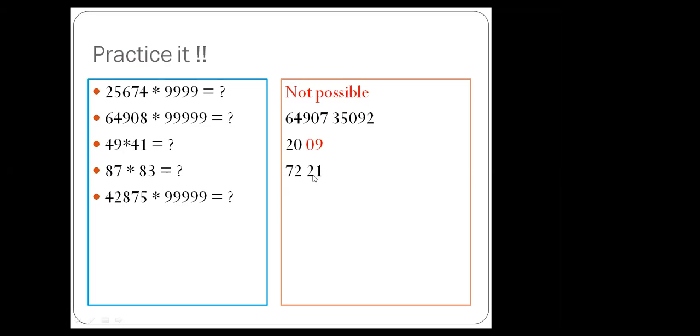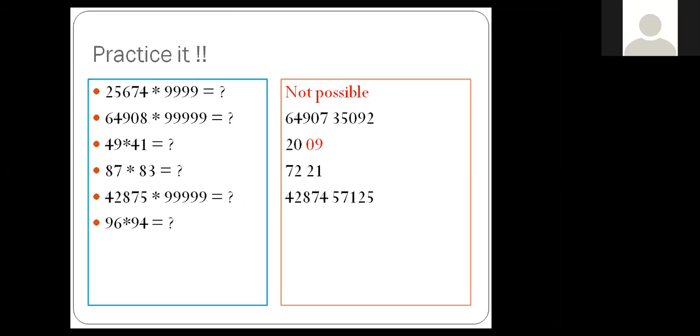Chalo, let's go further. What is the answer? All of you have written correctly. So let me show the answer. 42875. Okay, so all of you have got it correctly. Let's go further. 96 into 94. Which formula will you be using? See, I am changing the type of the formula so that you will be able to recall which formula is to be used where, है ना?